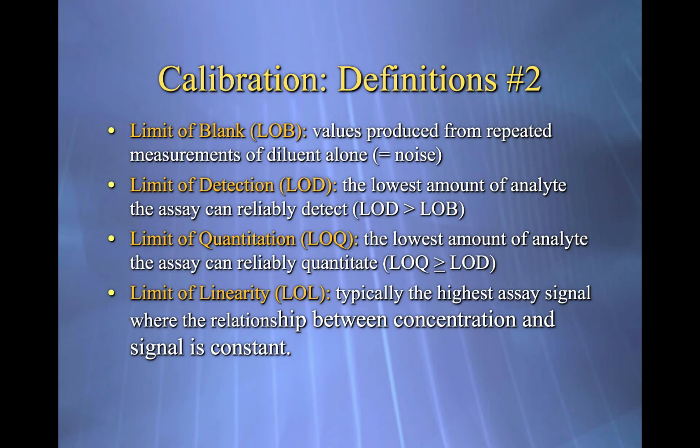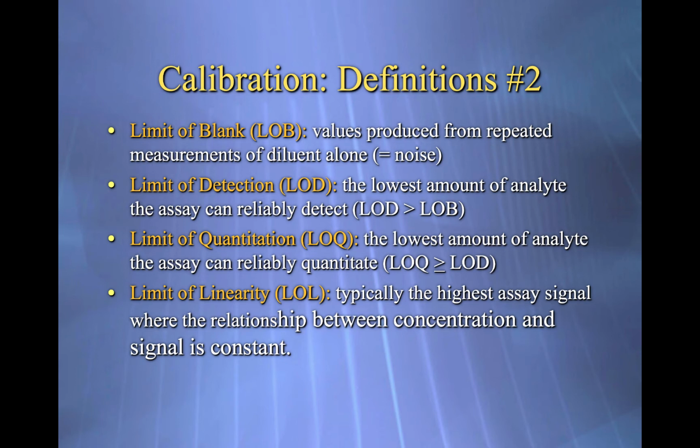The limit of detection is the lowest amount of analyte that the assay can reliably detect. And typically, the limit of detection is going to be higher than the limit of the blank on almost all assays. So it's really that amount of analyte that I can reliably detect, and it always gives me a positive readout. It may be quite variable, and that's where we come into the limit of quantitation.